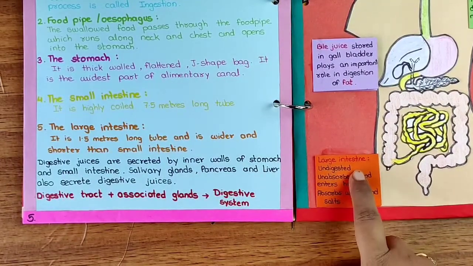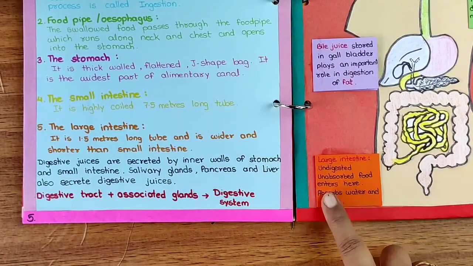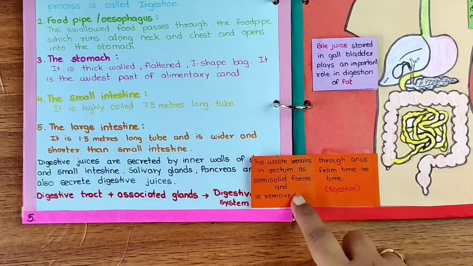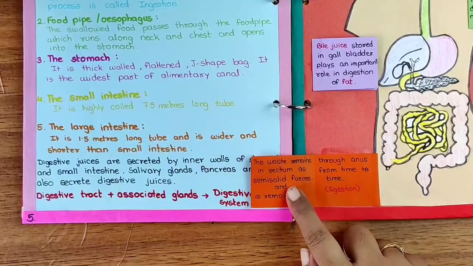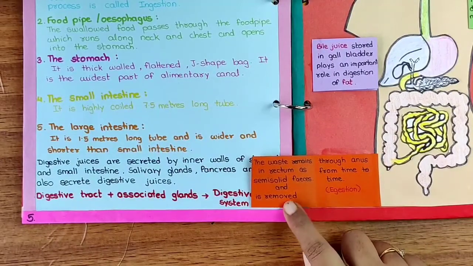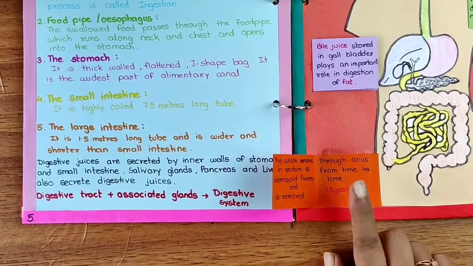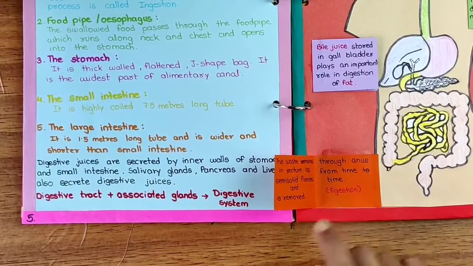So here undigested, unabsorbed food enters. It absorbs water and salts. The waste remains in the rectum as semi-solid feces and is removed through the anus from time to time, and this process is called egestion.